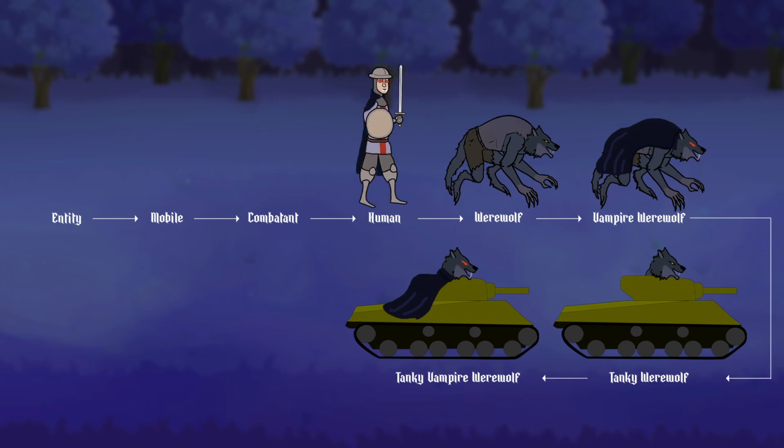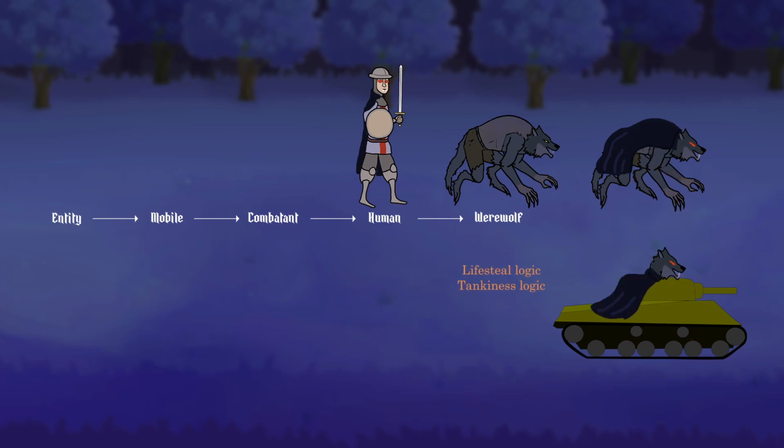But the lifesteal logic is buried inside the werewolf classes, so I have to repeat the entire inheritance circus for the human class as well. At this point, I think, wait, I don't need all these classes. I'll just move the lifesteal and tanky logic into the human class. Now both humans and werewolves can access them. Sometimes my genius is... Hold up. Now every human, even the ones that are not werewolves, has to check if it's a vampire or tanky.